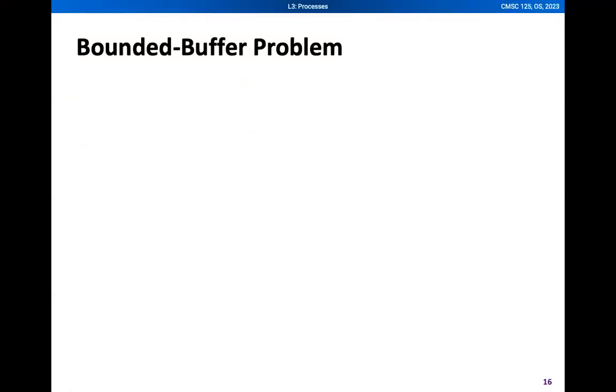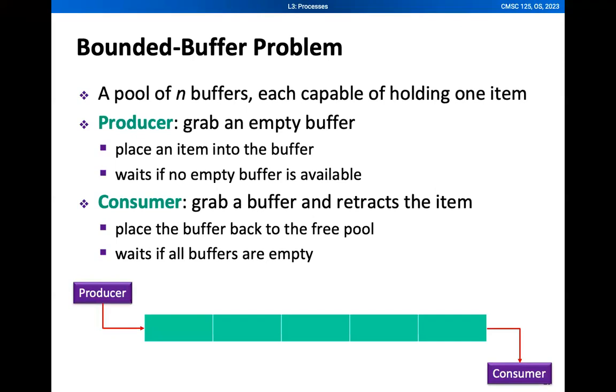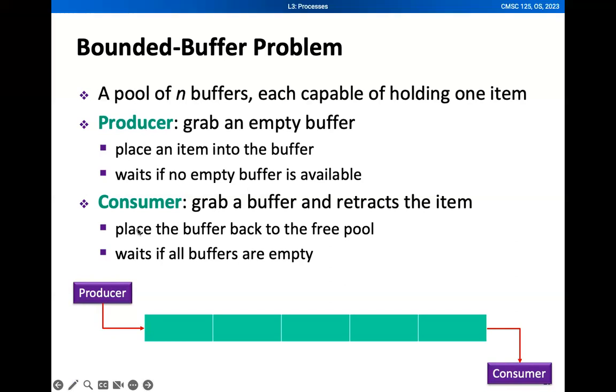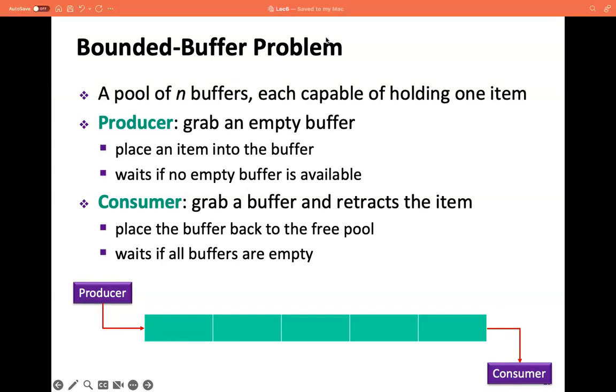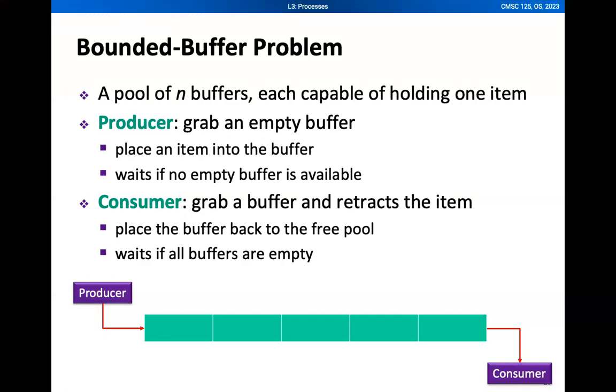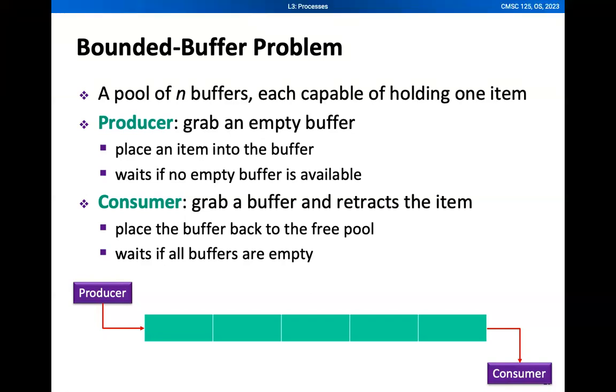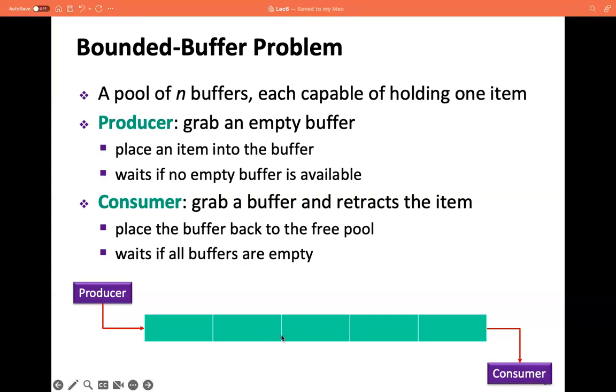Okay, so in the bounded buffer problem, there are two types of threads. There will be the producer and the consumer. As I mentioned, the bounded buffer problem is also called the producer-consumer problem. The producer and the consumer are sharing a bounded buffer. So this is the buffer. The buffer may contain data.